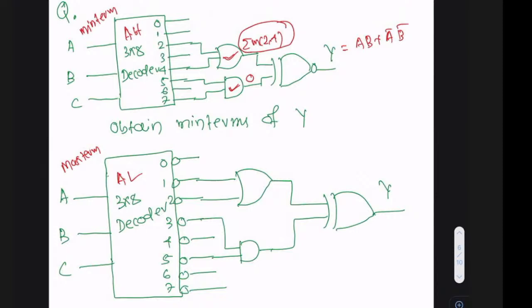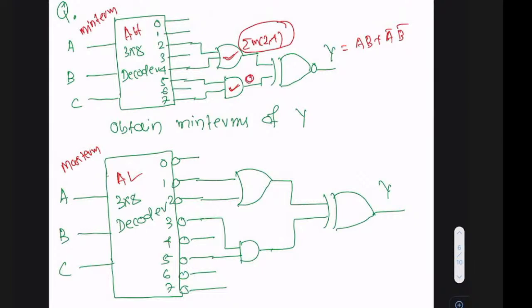Any answer? So if you understood this, the next question you can also easily answer. It is AB plus A bar B bar. So A has min terms 2, 4. And what is this B?